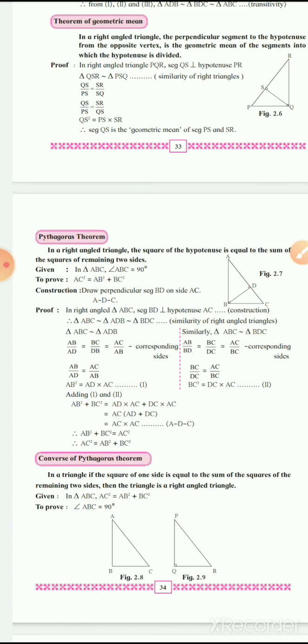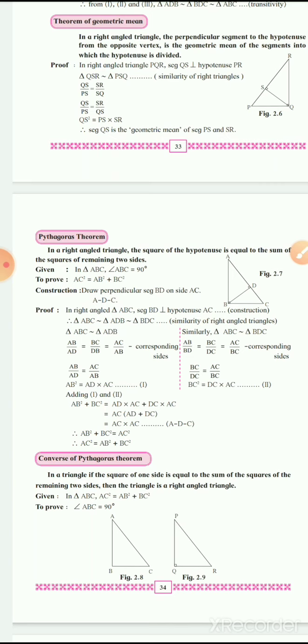Here these two triangles are similar to each other, so their corresponding sides are in proportion. So AB upon AD is equal to BC upon DB is equal to AC upon AB. Here the reason is corresponding sides of similar triangles. Okay, but here we have to take only AB square and BC square.